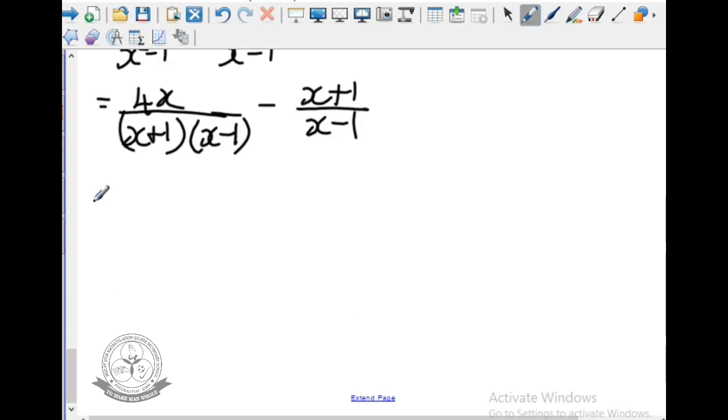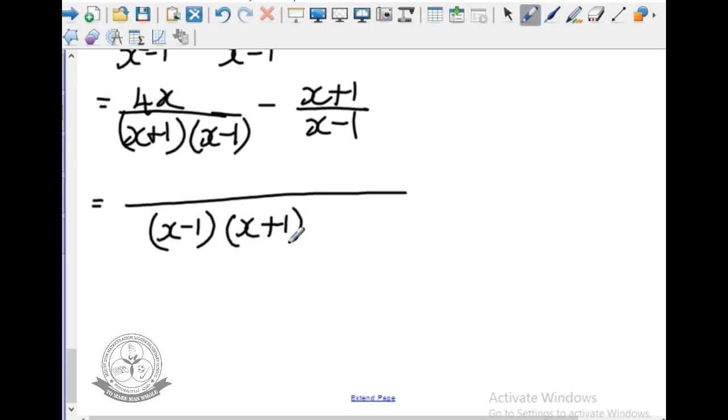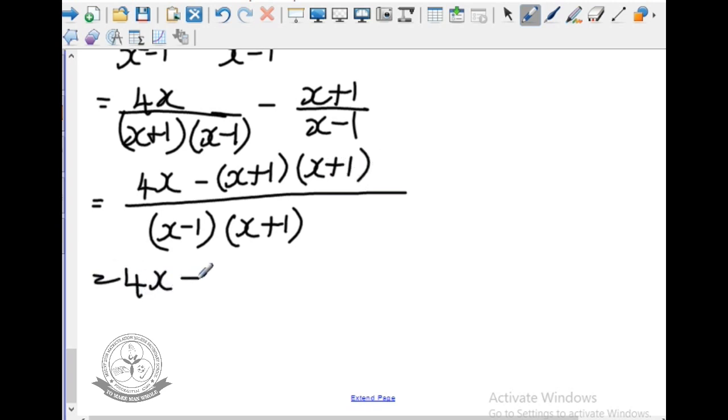Now you have to take the LCM. LCM means common factor into uncommon factor. In both the denominators, x minus 1 is common, so write x minus 1. The remaining uncommon factor is x plus 1. Now compare the denominators. For the first expression, you have the same denominator, so write it as 4x minus. For the second expression, the x plus 1 term is missing, so I write x plus 1. That is equal to 4x minus x plus 1 into x plus 1. So this can be written as x plus 1 whole squared, whole divided by x minus 1 into x plus 1.